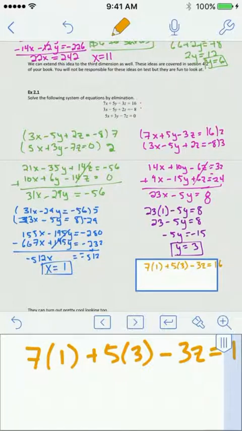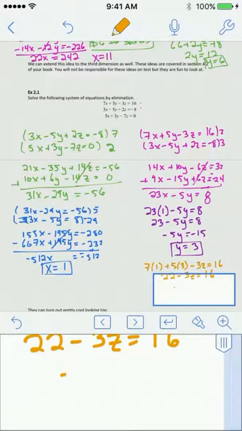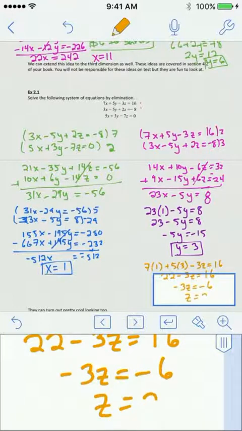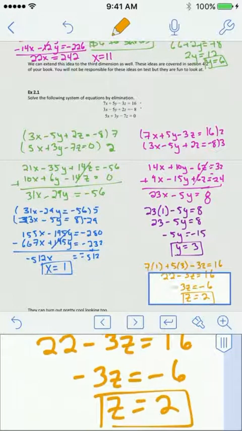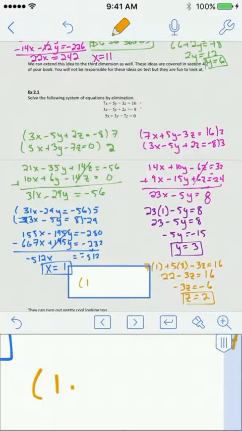7 plus 15 is 22. Minus 3z is equal to 16. And so minus 3z, subtract 22 from both sides, is negative 6. I get z is equal to 2. So I get the coordinate point of 1, 3, 2. 1, 3, 2 as my solution.